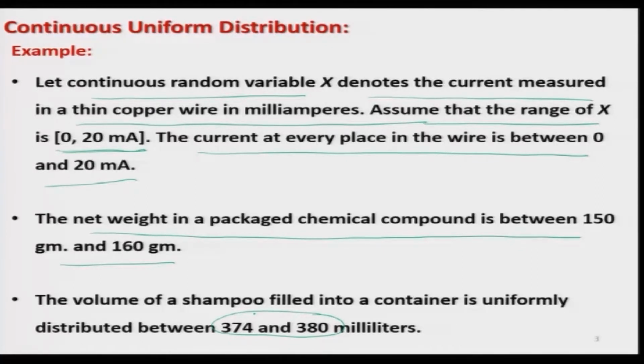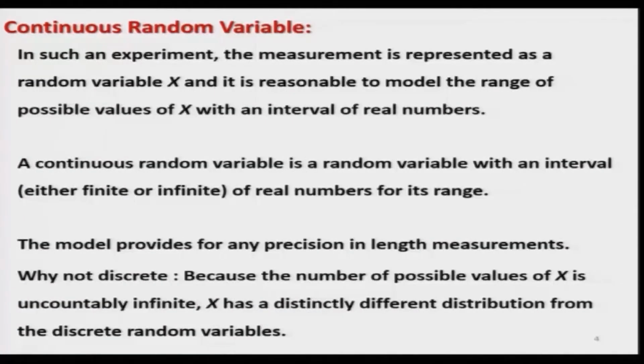Right. So, one can say that the volume of a shampoo filled into a container is uniformly distributed between 374 and 380 milliliters. In such experiments, the measurements are represented through a random variable x, and these random variables are going to assume some values. Now, in such a situation, instead of assuming that x takes a fixed value at some particular point, it is a better option to assume that the random variable x takes values in an interval, and this interval is of real numbers.